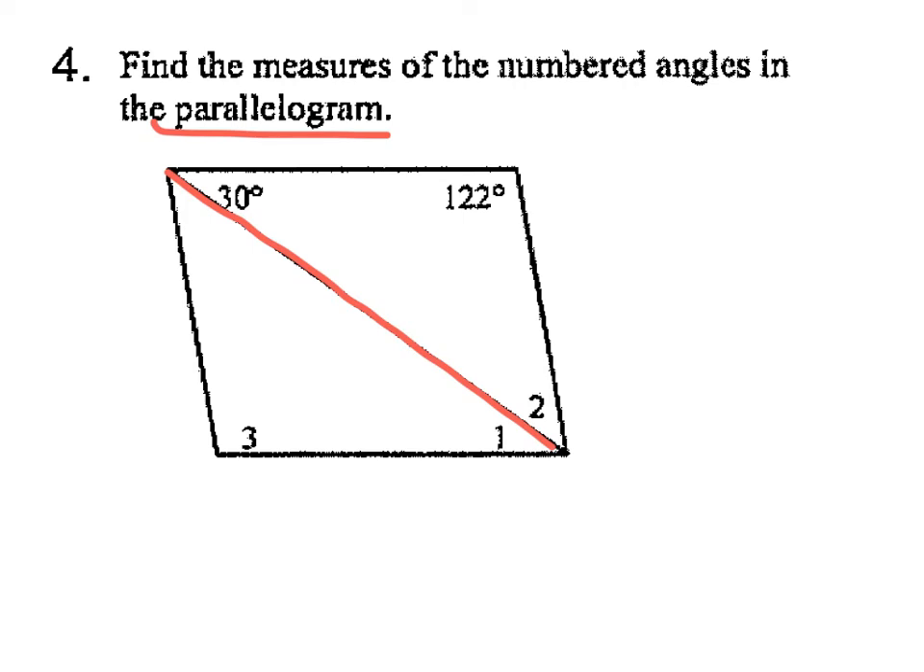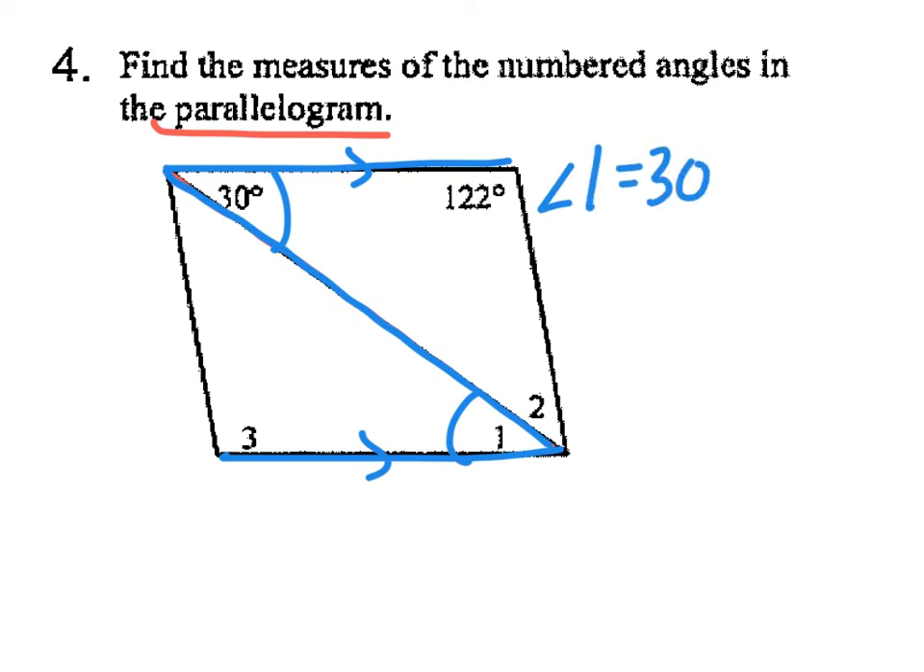If you notice here, I do have two parallel lines. I know that they're parallel because it is a parallelogram. This is acting as my transversal, so you should notice the relationship between angle 1 and that 30 degrees: they are alternate interior angles. So we can say that angle 1 is equal to 30 because it is an alternate interior angle. Now again, why is it an alternate interior angle? Because alternate interiors come from parallel lines. Well, do we have parallel lines? Yes, we do, because it's a parallelogram.